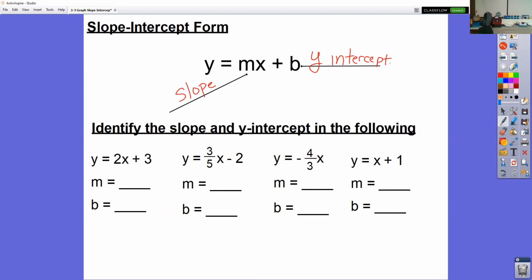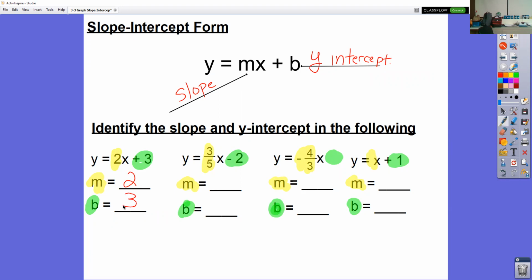Identify the slope and the y-intercept in the following. So we will highlight our slopes in yellow, and our y-intercepts in green. Okay, so our slope for the first equation would be 2, our y-intercept 3.